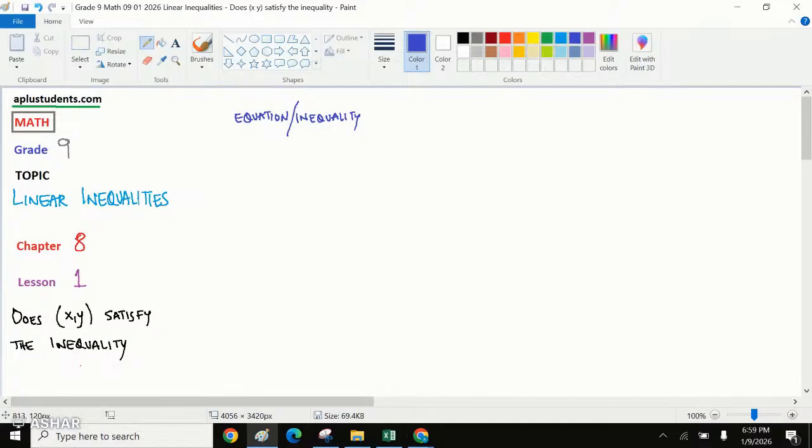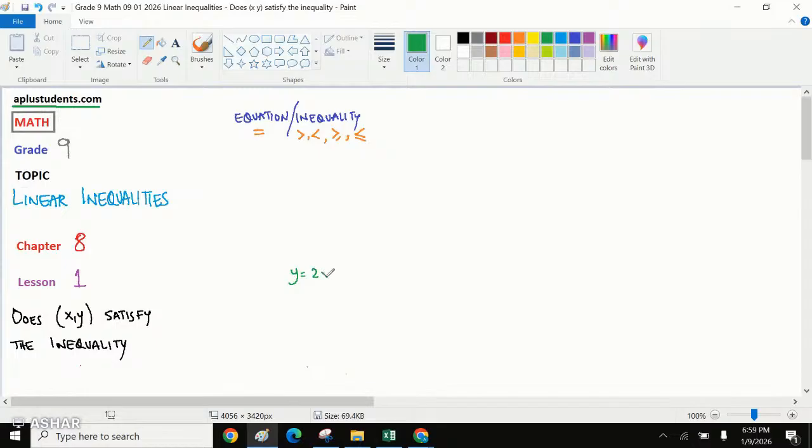An equation would always have an equal sign, whereas an inequality could be greater than, less than, greater than or equal to, or less than or equal to. The rule for inequality is that the open end is always towards the larger value. So we are looking at what linear is. Let's do some examples of equations.